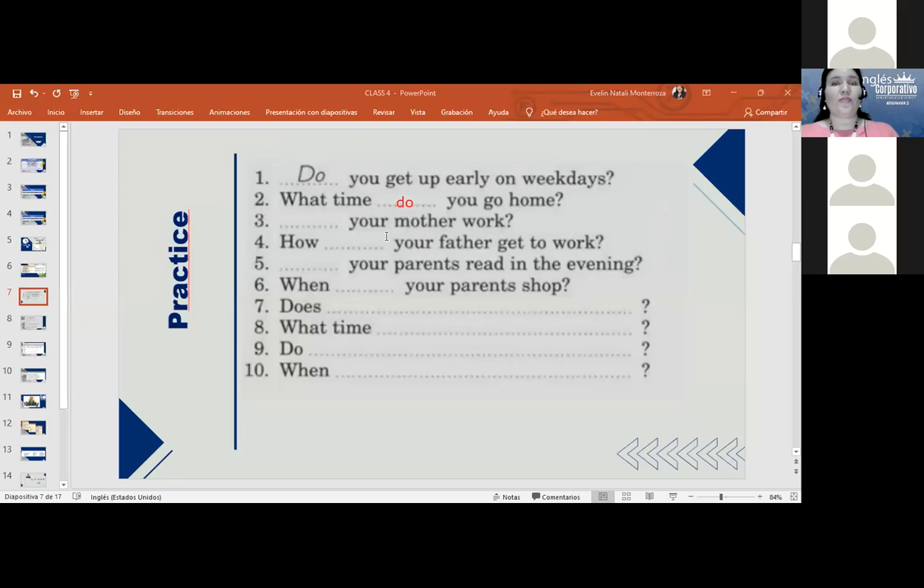Do you go home? What about the next one? Your mother work? Where? Very good question. You have, does your mother work? Yes or no. Pero si ya le ponemos aquí where, ya queremos más información. No nos quedamos con eso nada más. Aquí tendríamos que cambiarla. Let me make the change here. Si quisiéramos la información de dónde trabaja, we can say, where does your mother work? But if you say only, does your mother work? Yes or no. Okay.